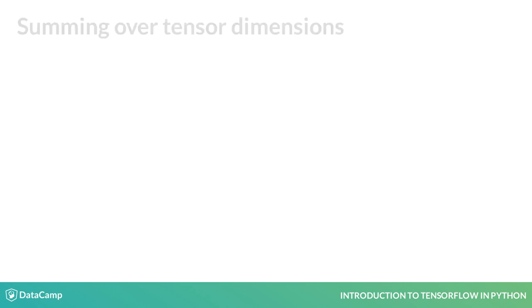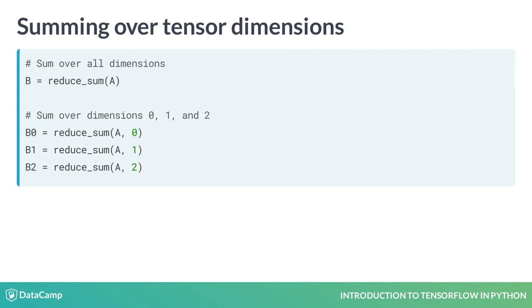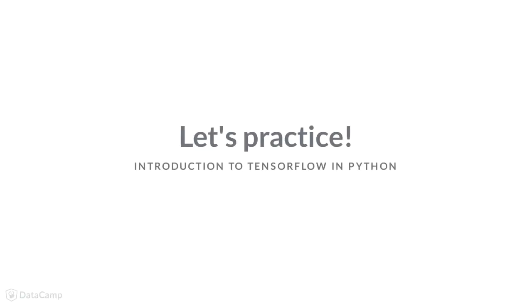If we sum over all of the elements of A, we get 24, since the tensor contains 24 elements, all of which are 1. If we sum over dimension 0, we get a 3 by 4 matrix of 2s. If we sum over 1, we get a 2 by 4 matrix of 3s, and if we sum over 2, we get a 2 by 3 matrix of 4s. In each case, we reduce the size of the tensor by summing over one of its dimensions. Now that you understand how to perform basic operations in TensorFlow, let's put this to work with some exercises.